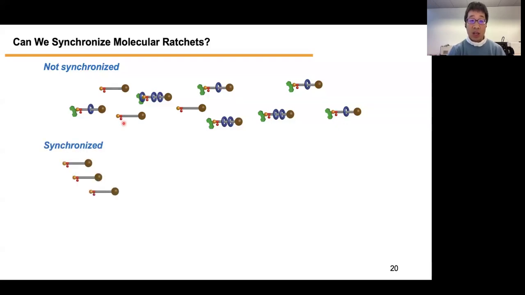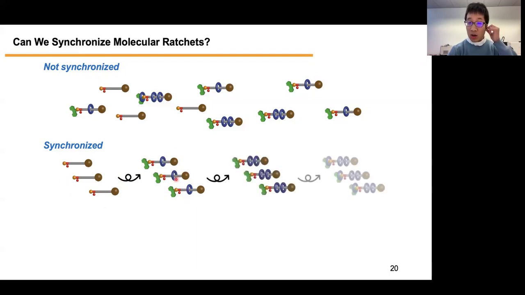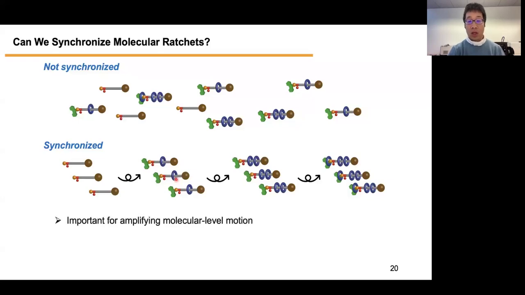Whereas in the case of an imaginary synchronized system, you start from the pure pump, and after one cycle, all of the pumps have one macrocycle, and then two macrocycles, three macrocycles. So this is a synchronized system. And such synchronization will be important for applying molecular level motion. And possible applications can be, for example, in active matter, soft robotics, and so on.